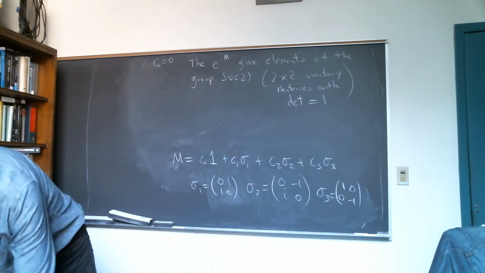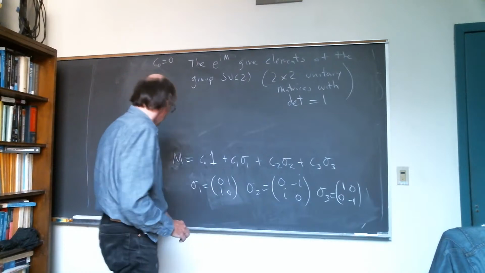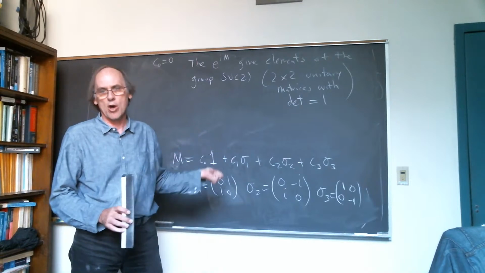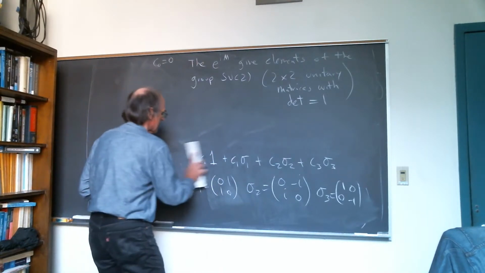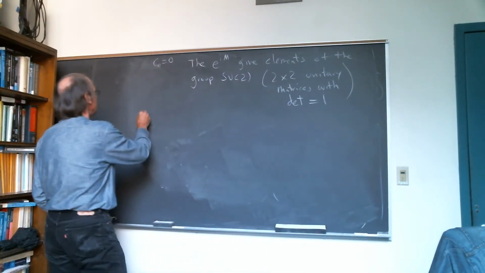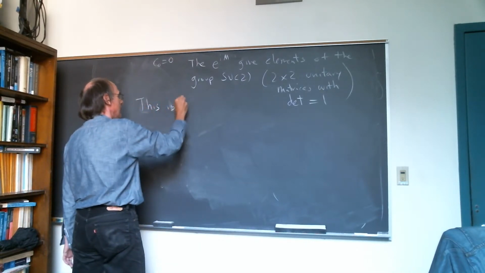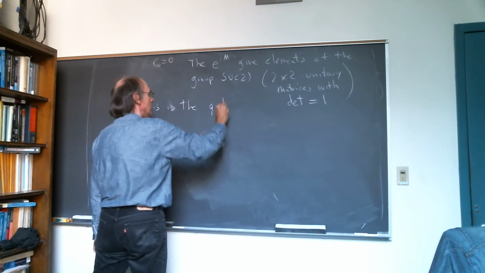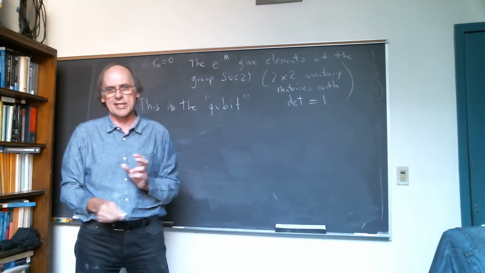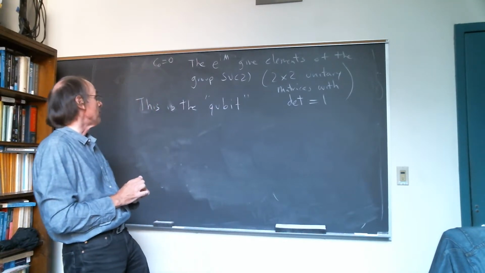Now, maybe before I get into that technology, now is probably a good time to say something about this, where a lot of the complexity of quantum mechanics actually appears. This system is what's often called the qubit. Besides these U1 cases, which are really trivial, this is the first non-trivial case of a quantum system.